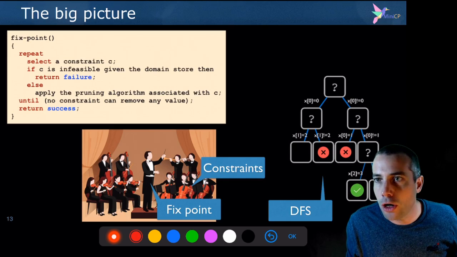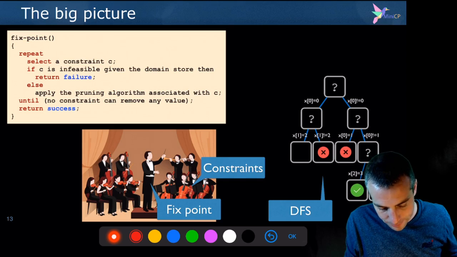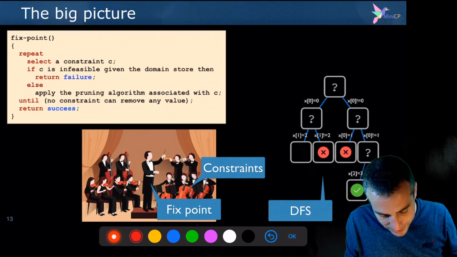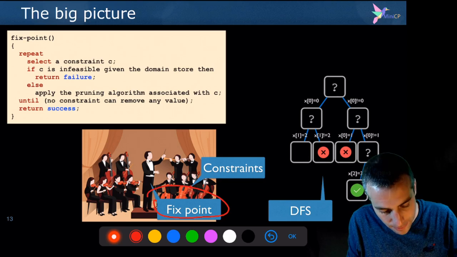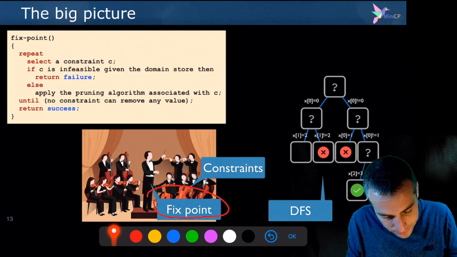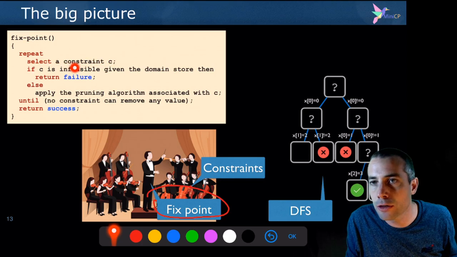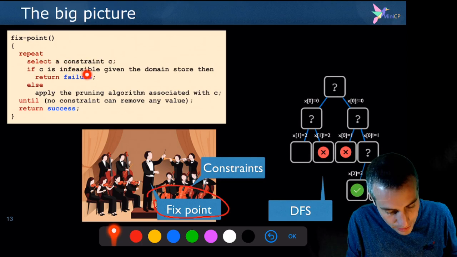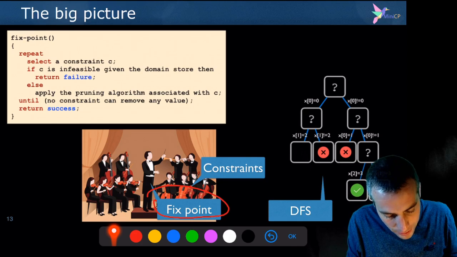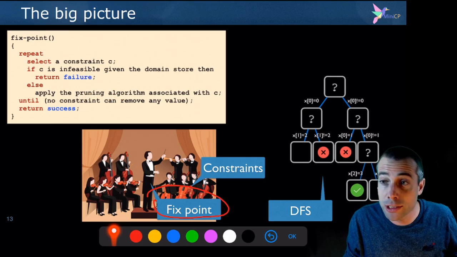The big picture of the constraint solving process is this one. The orchestrator is called the fixed point algorithm. What the fixed point algorithm will do is that it will consider every constraint one at a time, select it, check that it's not infeasible. If it is infeasible, then we should backtrack. In case it's feasible, we will apply the pruning algorithm that will remove all the infeasible values associated with this constraint.